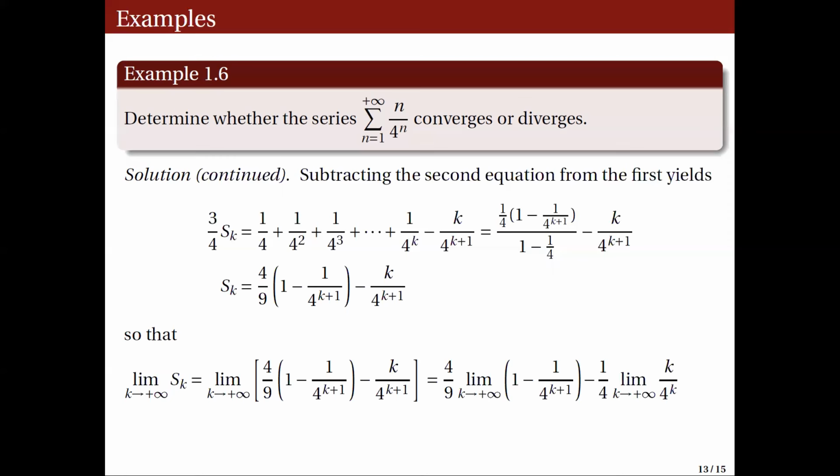So you have 4/9 times the limit of 1 minus 1 over 4 raised to k plus 1 as k goes large, minus 1/4. Take note that we have to factor out 1/4 times the limit of k over 4 to the k as k goes large. And again, as k grows large, 1 over 4 raised to k plus 1 will tend to 0. So the value of the first limit here is 1, while the value of the second limit is 0. This second limit comes from applying L'Hopital's rule from the previous slide. So therefore, our limit of s_k as k goes large is 4 over 9. So hence, we conclude that the series is convergent with sum 4 over 9.